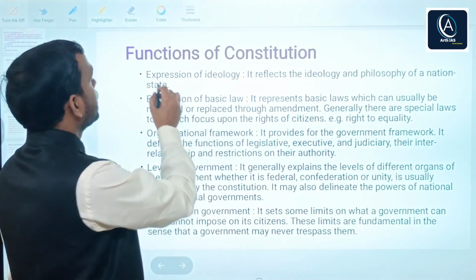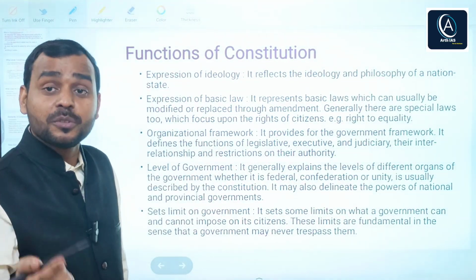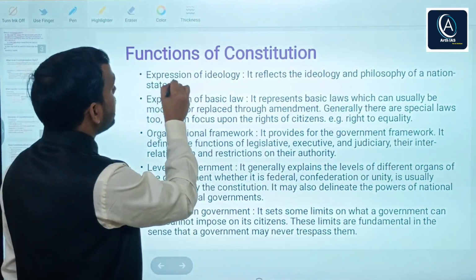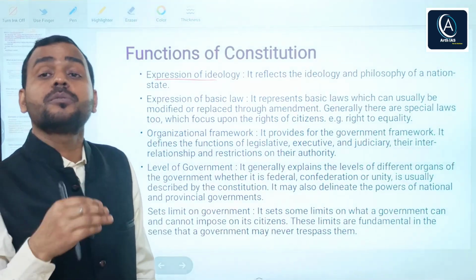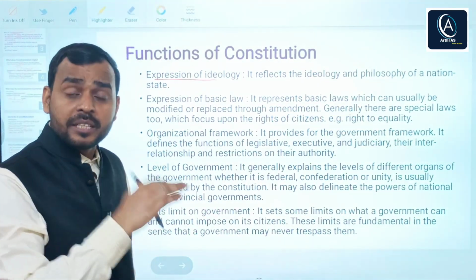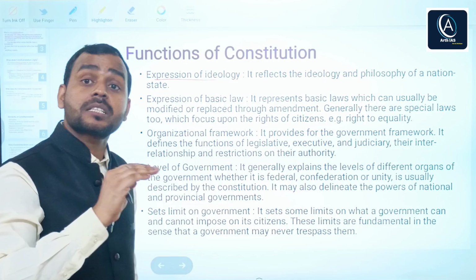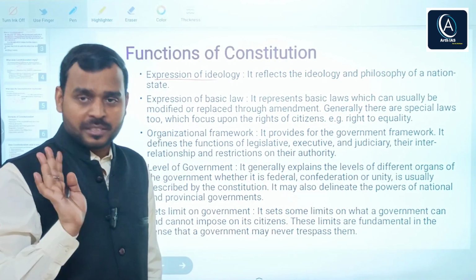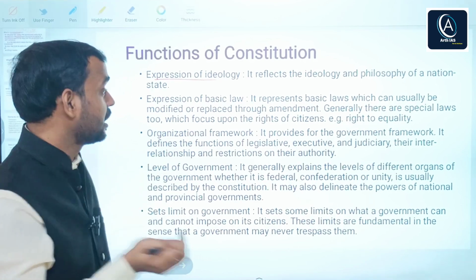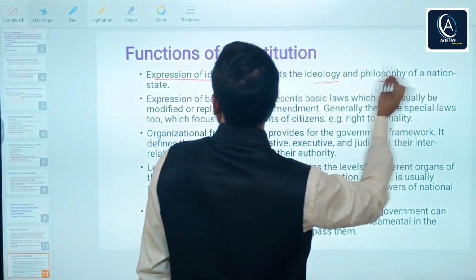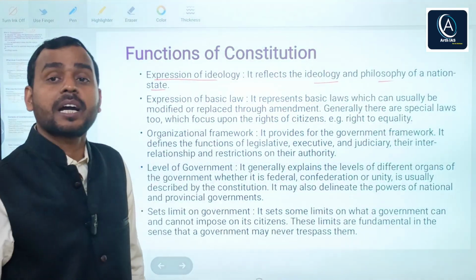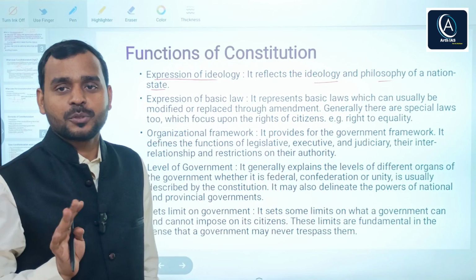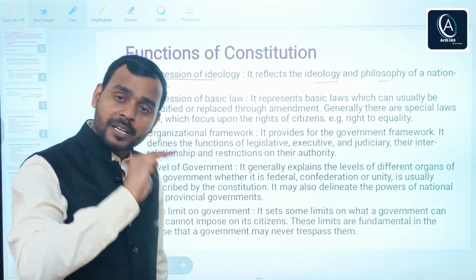Next, functions of constitution. I told you the first function is what? It expresses the ideology. For example, when you read the preamble, it reflects the ideology of our founding fathers. So it reflects the ideology and philosophy of a nation state. For example, India is a sovereign socialist secular democratic republic. So it reflects the ideology as well as philosophy.